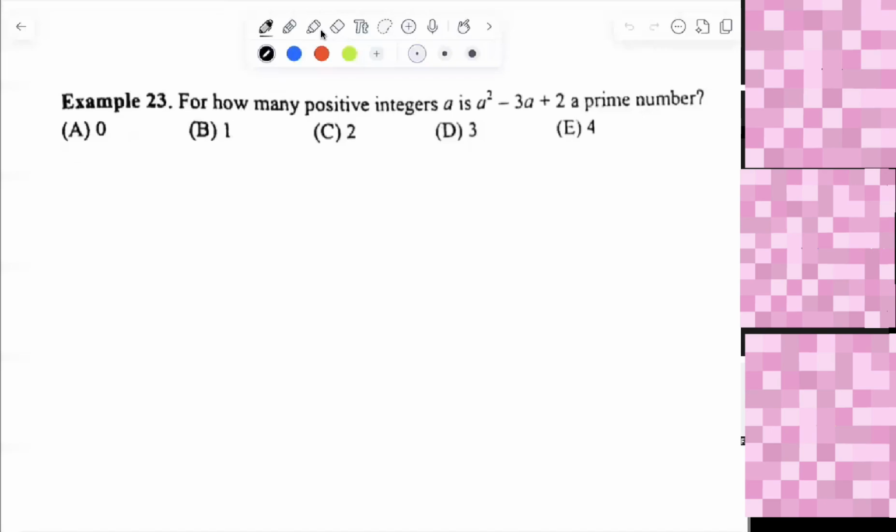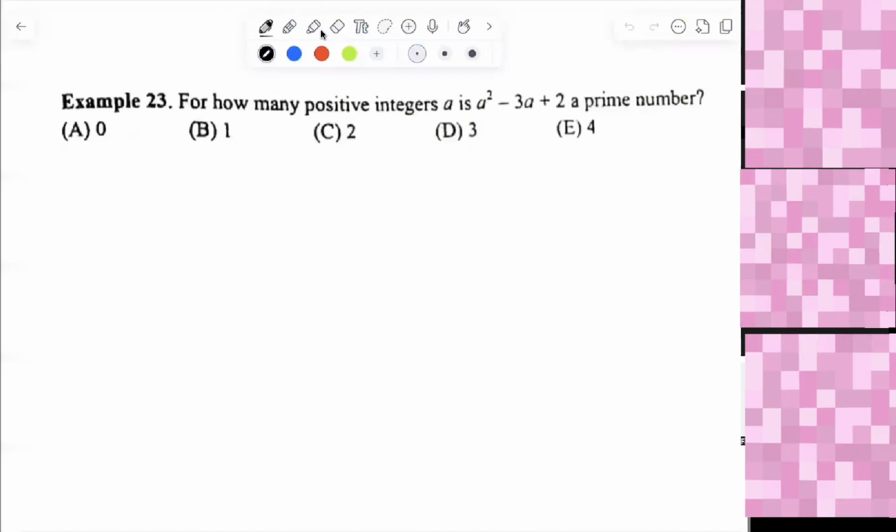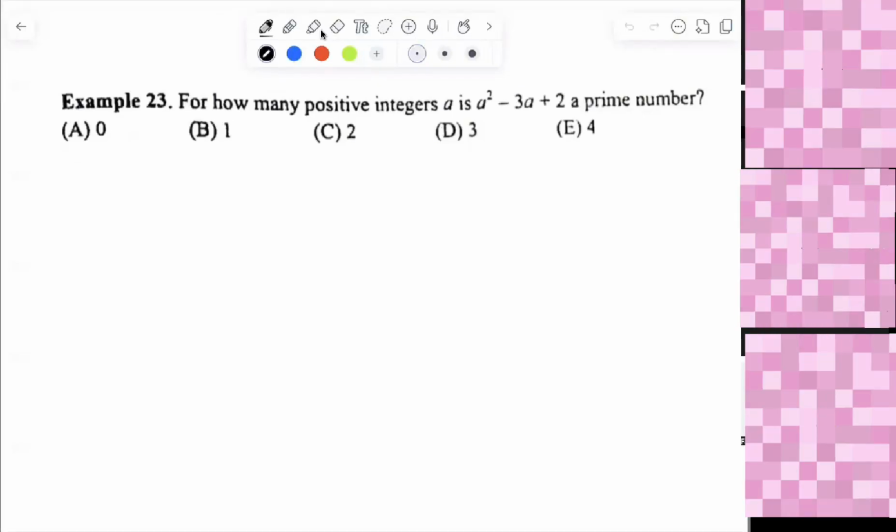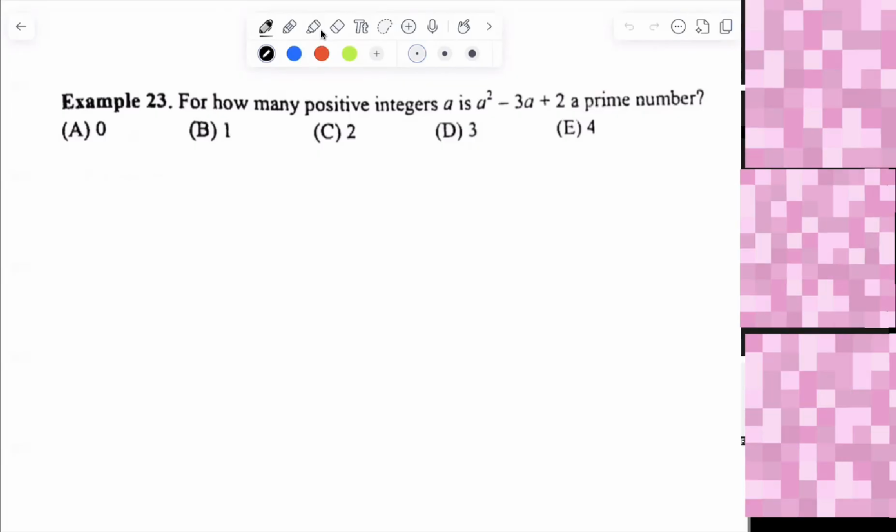Let's get started with this question. Notice that A is a positive integer, and we want A squared minus 3A plus 2 to be a prime number. If you didn't know about binomials and trinomials, you'll have to learn how to factorize this, which comes in 8th grade, I'm pretty sure.